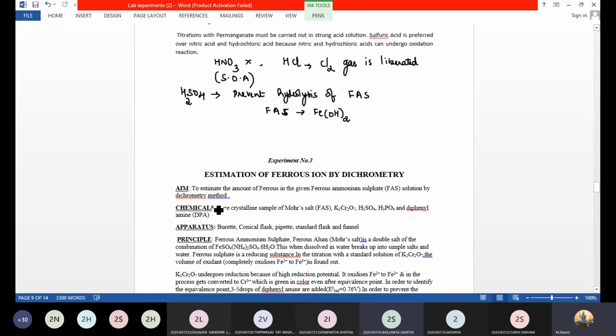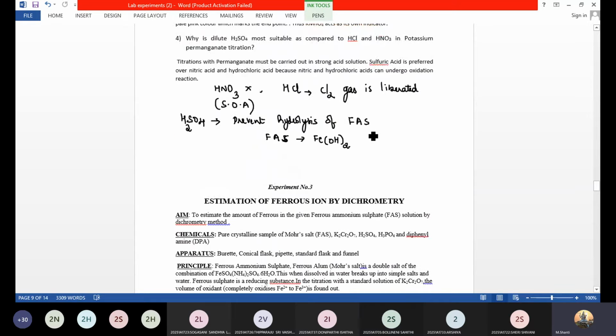Dilute H2SO4 is to prevent the hydrolysis of ferrous ammonium sulfate. This is the Mohr salt I am talking about. What is the formula of Mohr salt? FeSO4(NH4)2SO4.6H2O. So that is your Mohr salt.